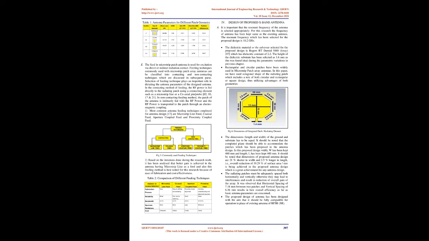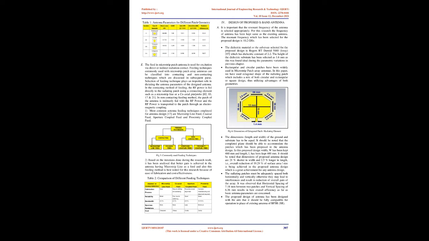The feed in a microstrip patch antenna is used for excitation via direct or indirect contact. Feeding techniques commonly used with microstrip patch array antennas can be classified into contacting and non-contacting techniques, which are discussed in subsequent paragraphs. Selection of the feeding technique plays an important role in dictating the antenna parameters of the designed antenna. In the contacting method of feeding, the RF power is fed directly to the radiating patch using a connecting element such as a microstrip line or a coaxial pin/probe. In the non-contacting feeding method, the patch of the antenna is indirectly fed with the RF power, which is transported to the patch through electromagnetic coupling.